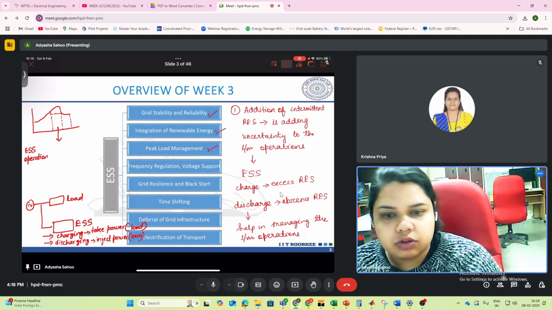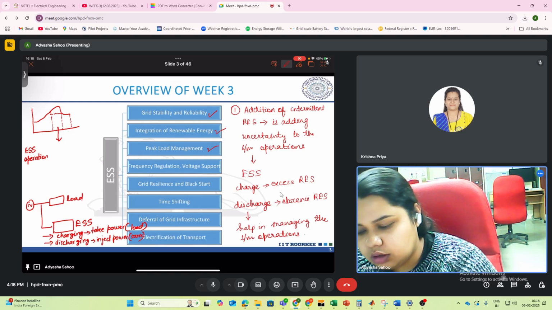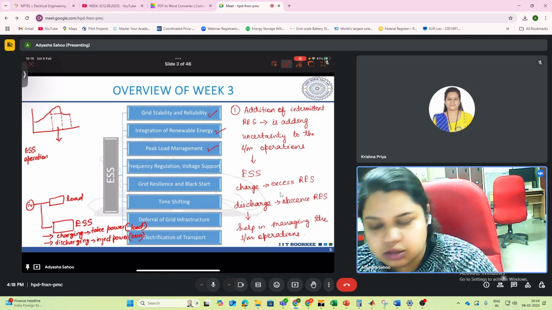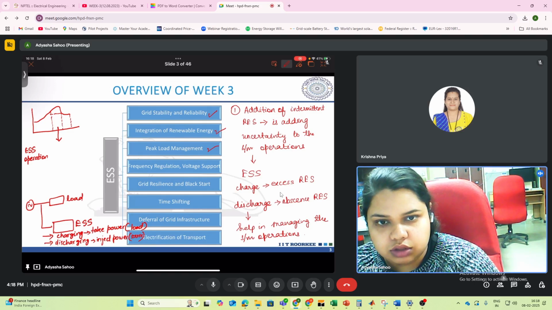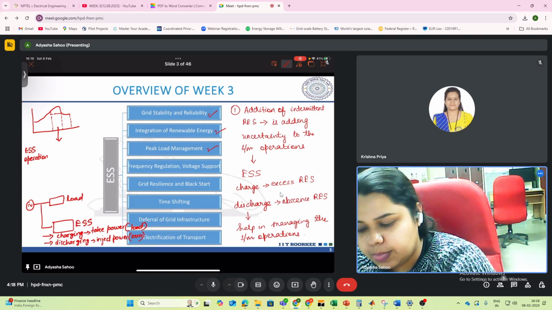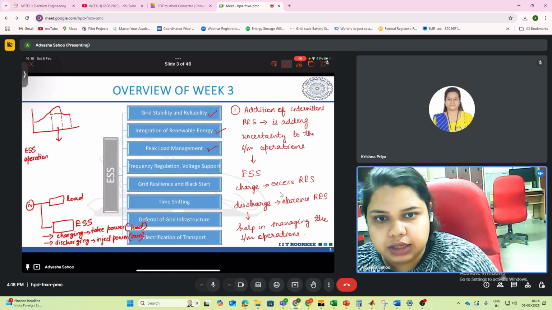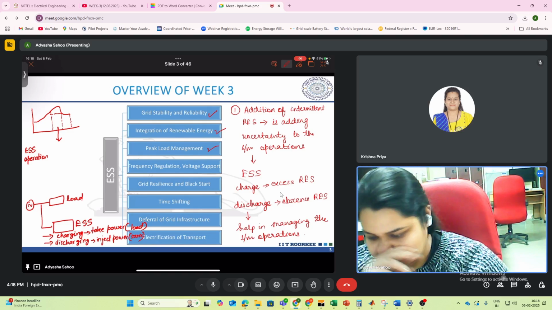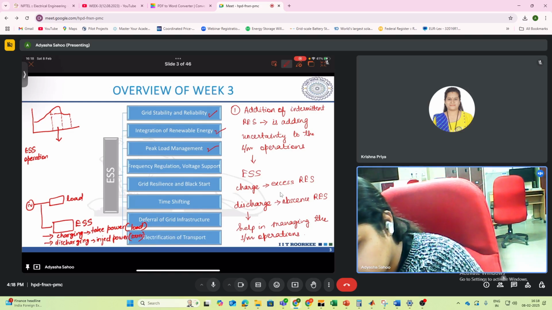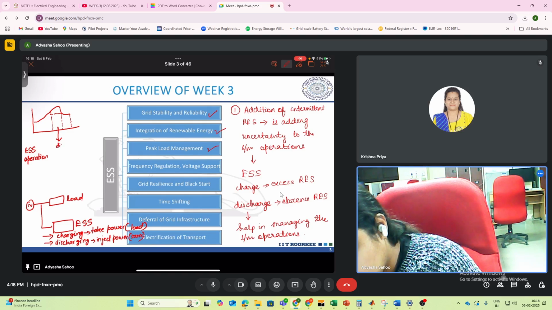So during the hours of peak load, if the storage charges, that means it will add to the load demand, means it will increase the load, which we don't want. We want it to help supply the power, that is, it should inject power to supply the peak demand. So during the hours of peak load it should discharge, and during off peak load hours it can charge.